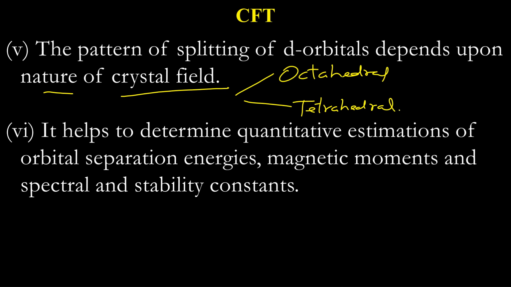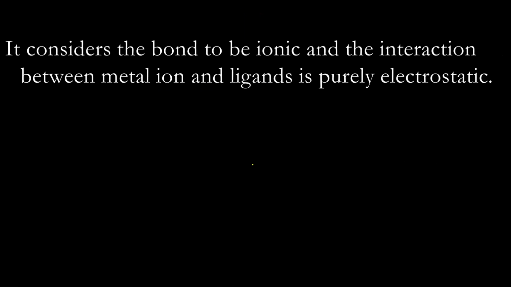It helps to determine quantitative estimations of orbital separation energies, magnetic moments, and spectral and stability constants. And those are the questions I will be talking about. It considers the bond to be ionic and the interaction between metal ion and ligands to be purely electrostatic.